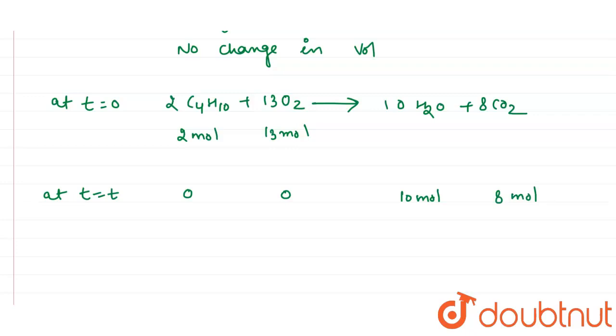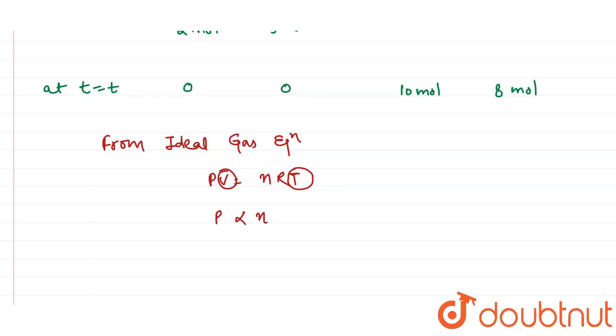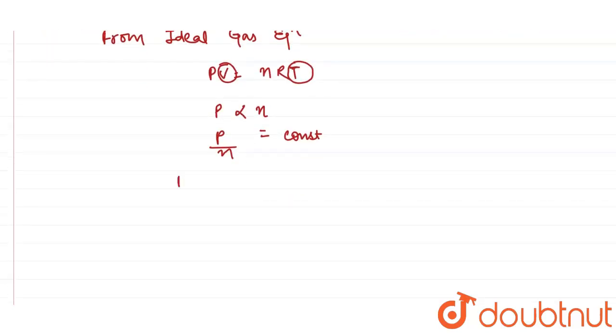Okay, now from the ideal gas equation, PV equals nRT, and in the question it is given that temperature remains constant, temperature is not changing, and volume is also not changed. R is the universal gas constant, that means P is proportional to n, where n is the number of moles, and we can also say that P upon n is equal to a constant. Now we can also write it as P initial upon n initial is equal to P final upon n final. Now P initial is given in the question, which is P naught, upon n initial.